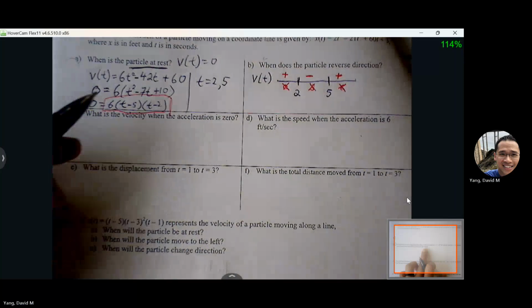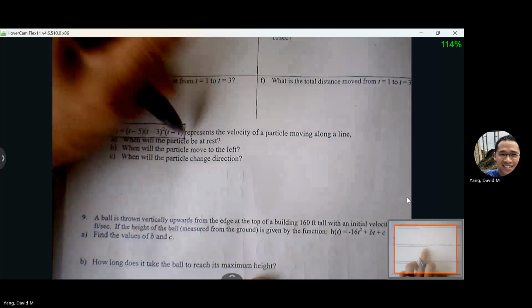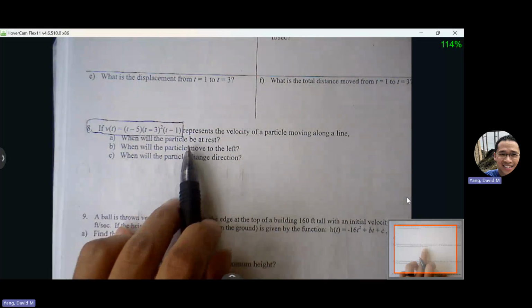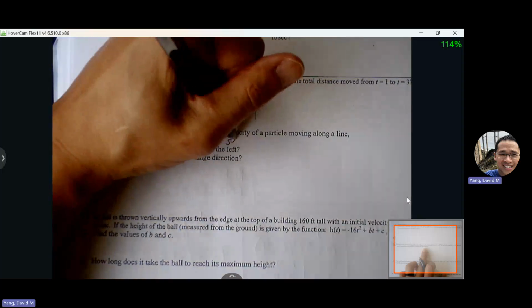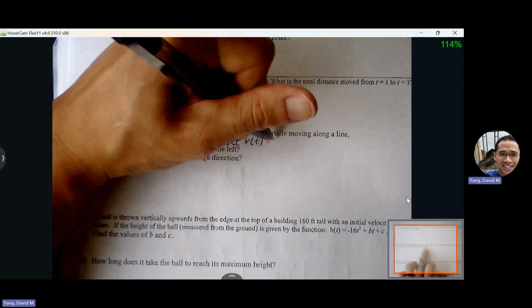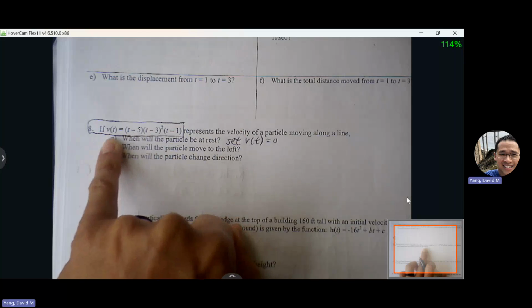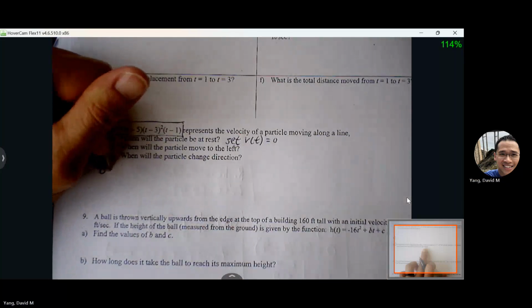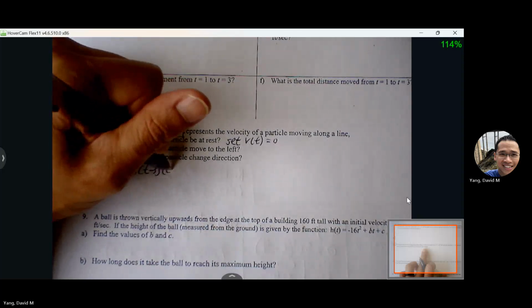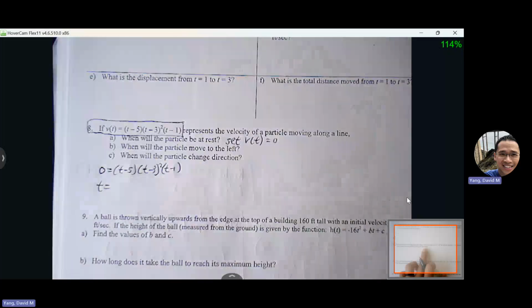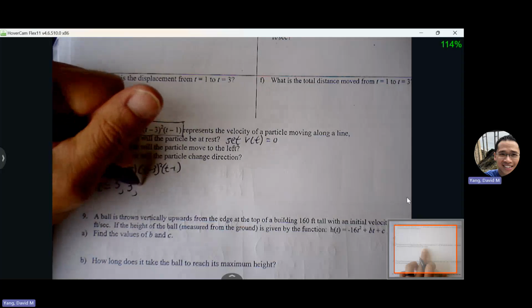Number 8. The v of t function is given to you. When will the particle be at rest? So what's our strategy there? Set v of t equal to 0. Do we need to find the derivative? No. That's nice, right? Everything's already in factored form. Just set that equal to 0 and solve for t. So t equals what? 5, 3, and 1.